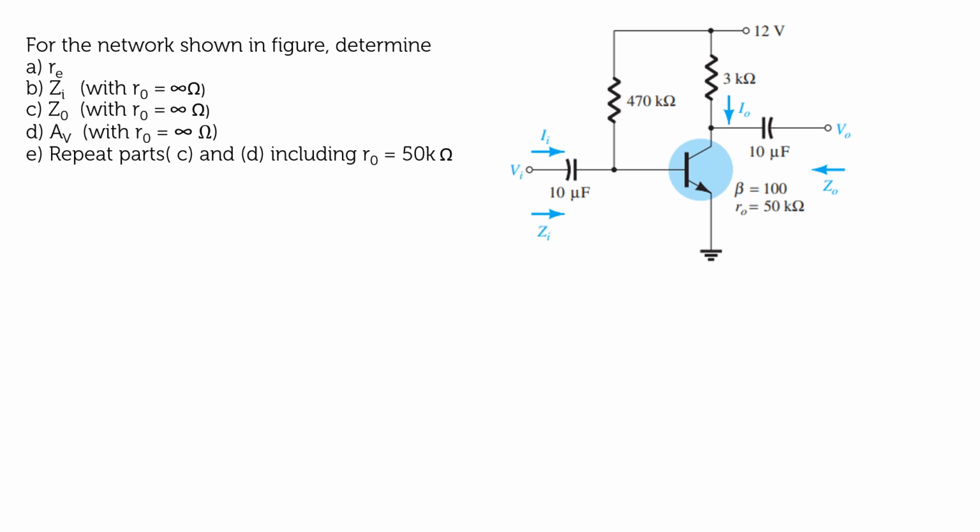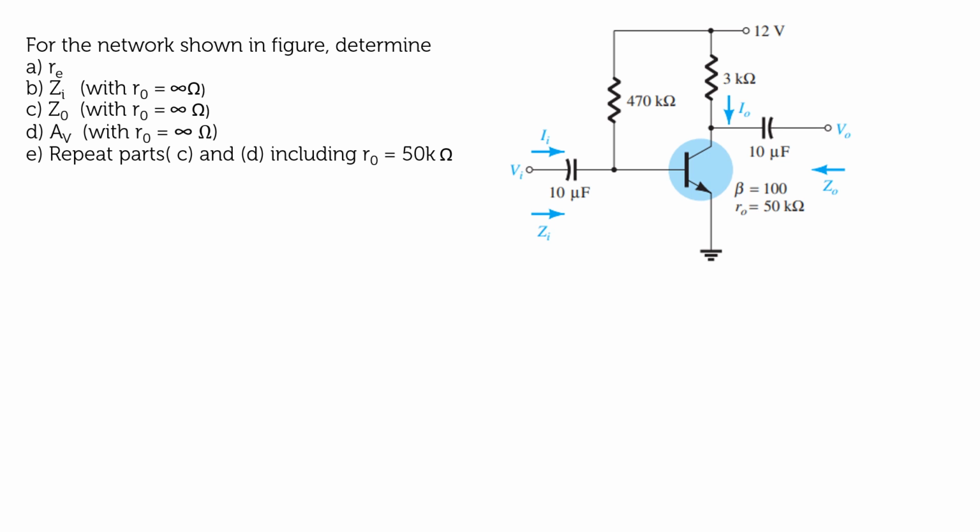For the network shown in the figure, determine: A part, re; B part, Zi, that is your input impedance with R0 equal to infinity; C part, Z0, output impedance, with R0 again infinite; D part, voltage gain, again with R0 infinite. And E part, repeat parts C and D, including the value of R0, given as 50 kilo ohm.